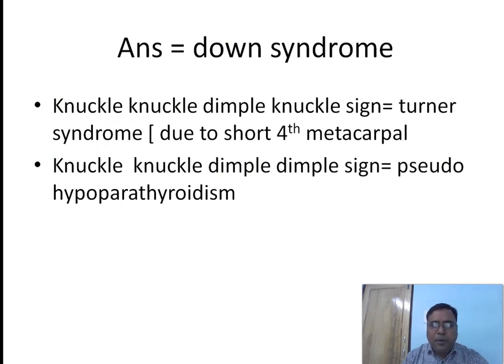So knuckle, dimple, knuckle sign is your Turner syndrome due to short fourth metacarpal. We know in Turner syndrome we are getting short fourth metacarpal. So there we can get knuckle, dimple, knuckle sign. Similarly, pseudohypoparathyroidism will get knuckle, dimple sign. Interesting question, you can remember.